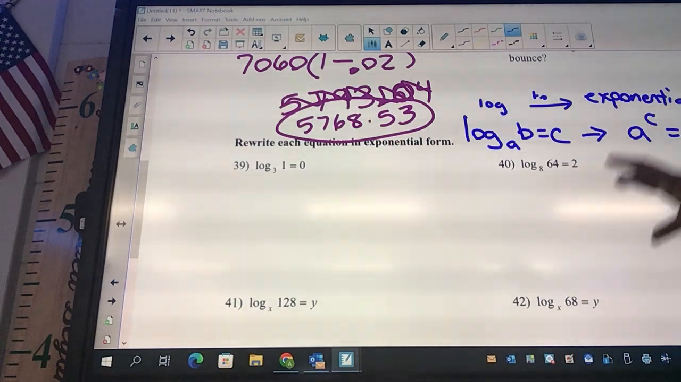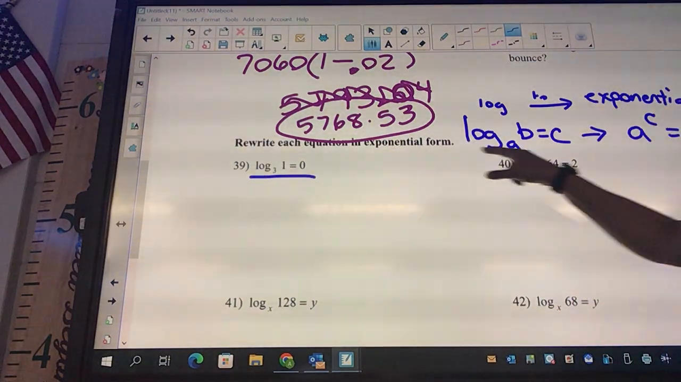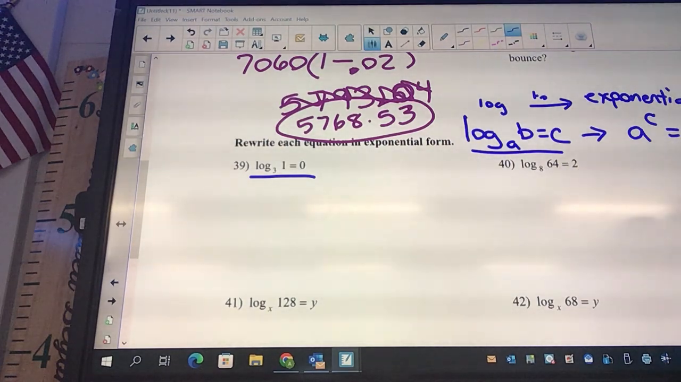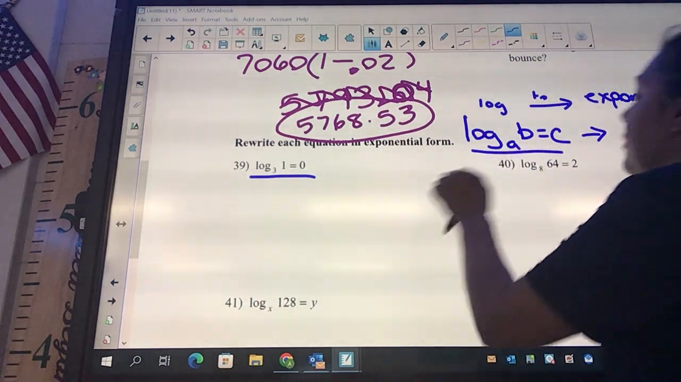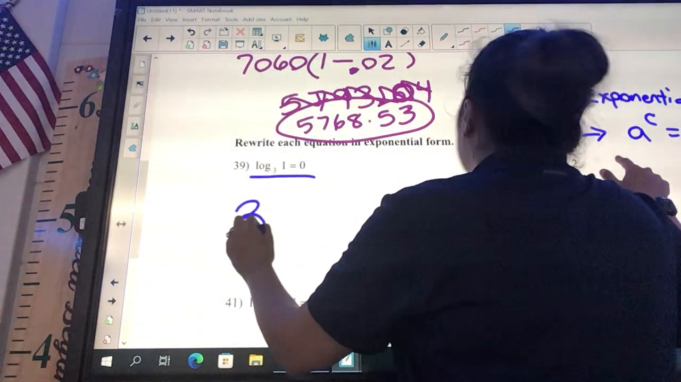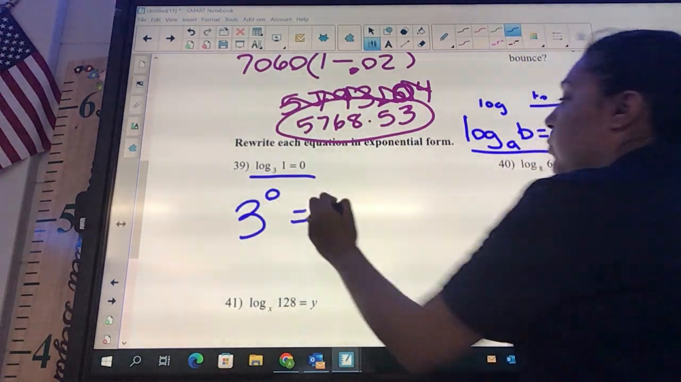So as long as you can match up the stuff, okay, so if we look at this, what is the a? 3. What's this b? 1. And c? 0. So we want to rewrite it in this form. So we're going to match up a and a. So the a is 3 to the c, our c is 0, equals b, which is 1.